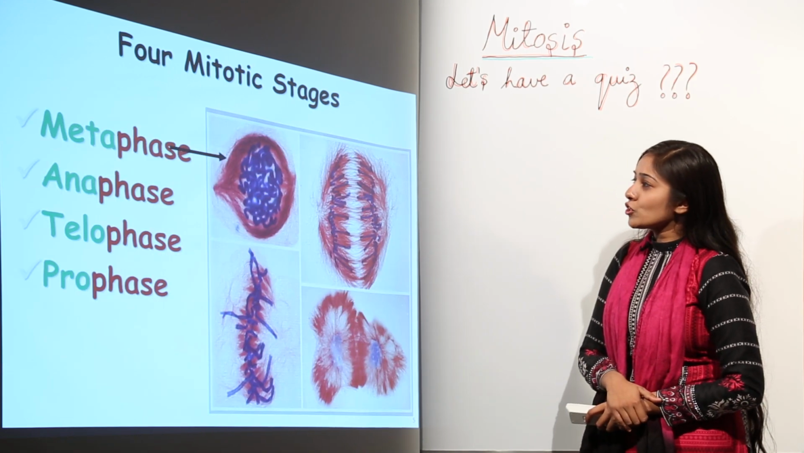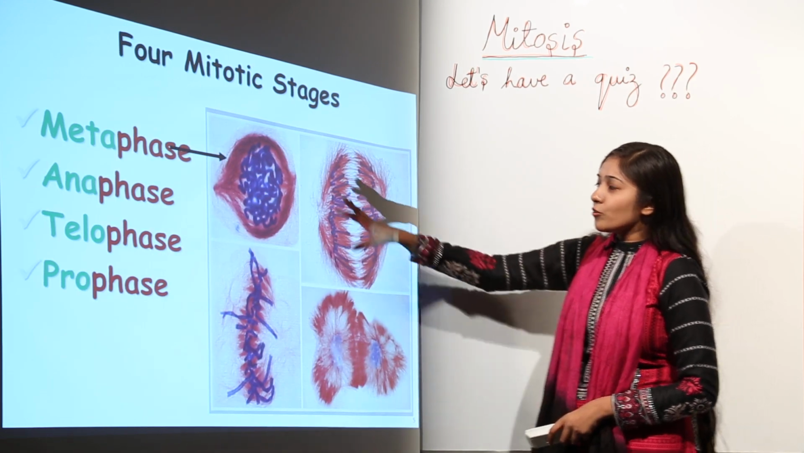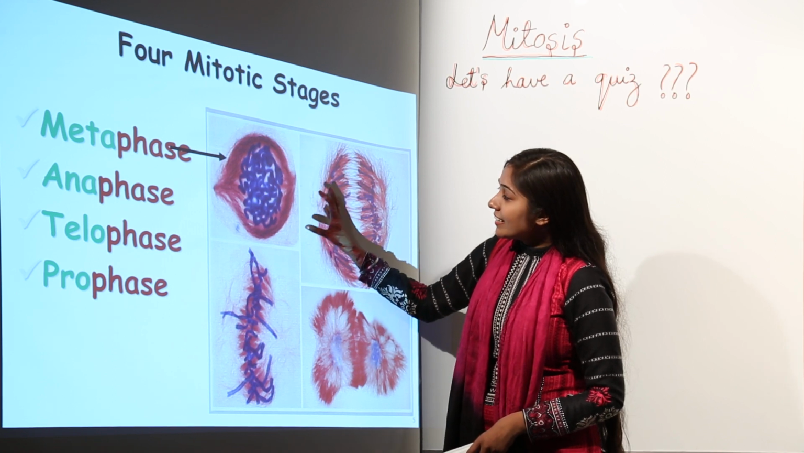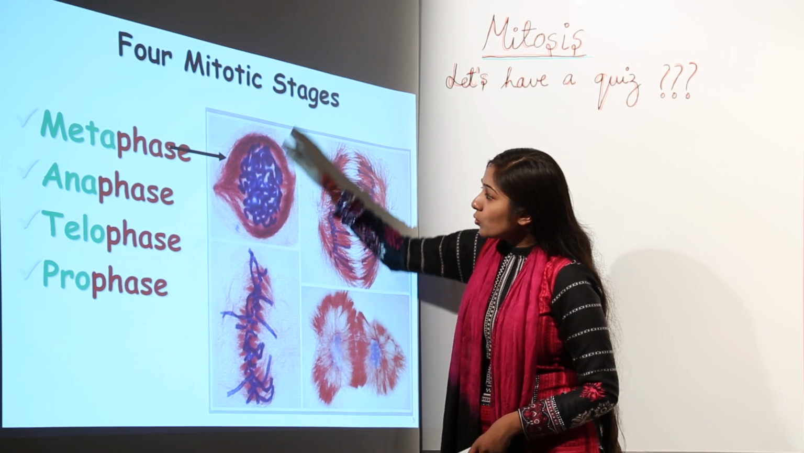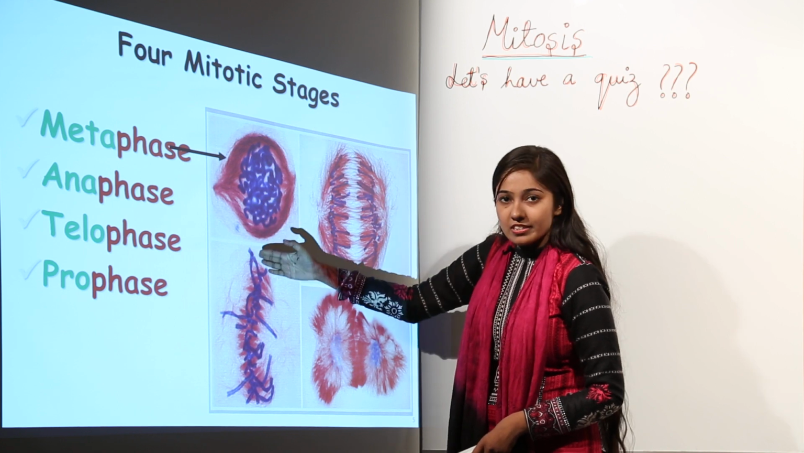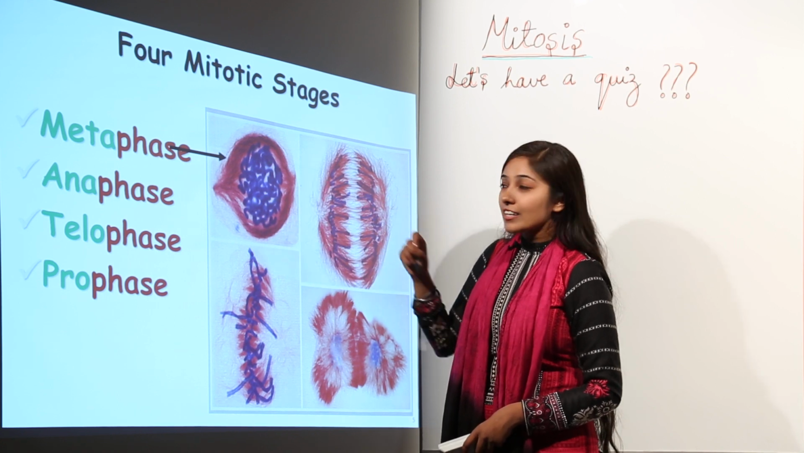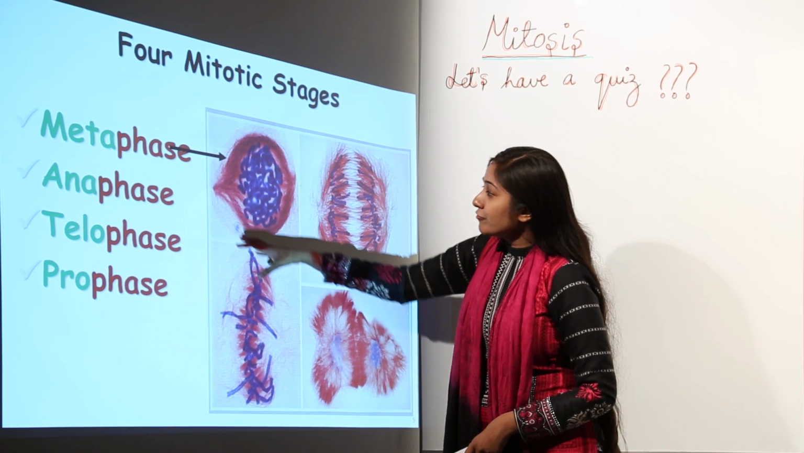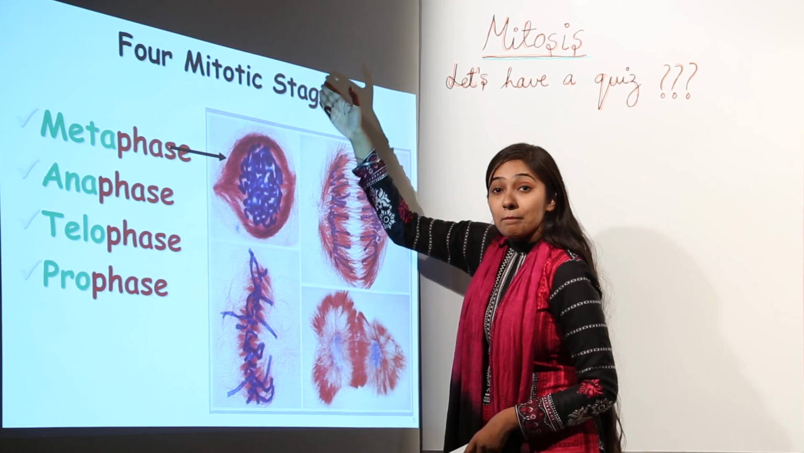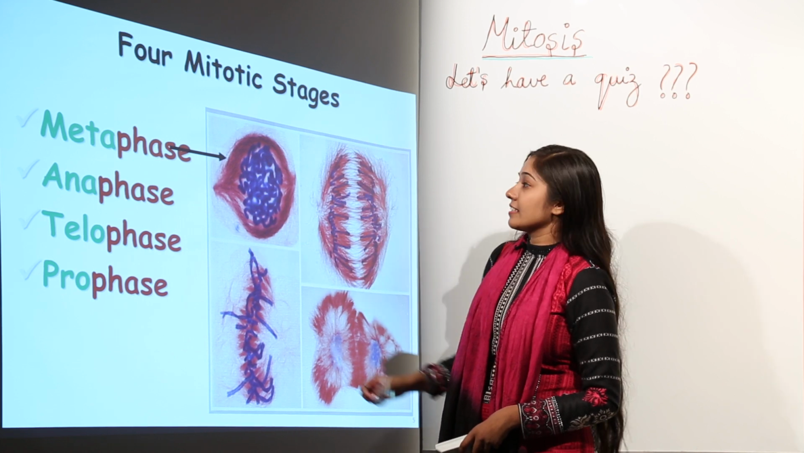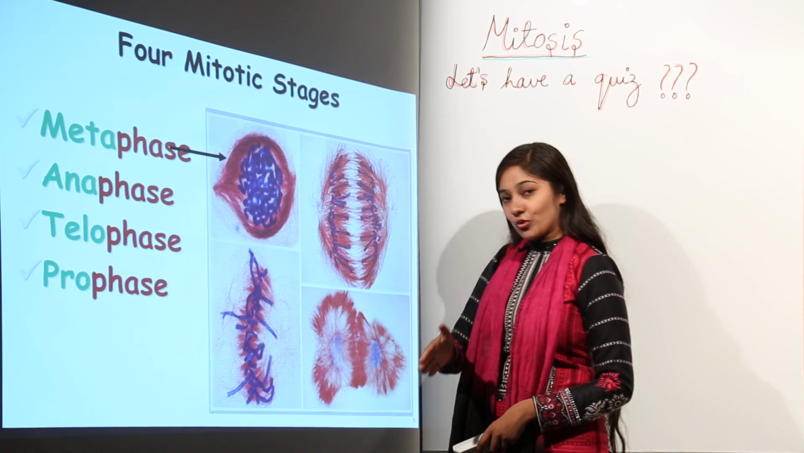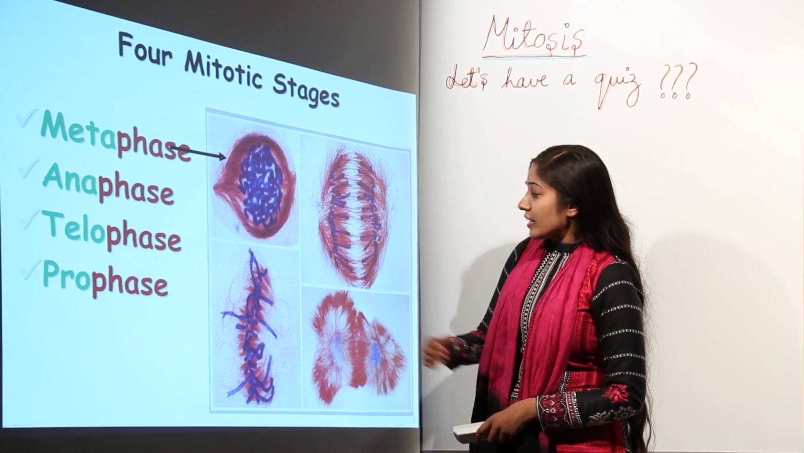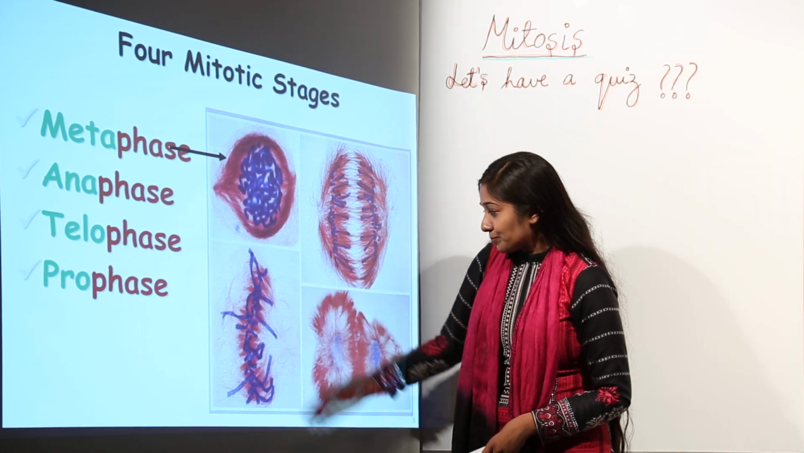Here I am going to show you 4 images. First I have told you that the first image is showing the metaphase, in which you can see that at the equatorial line in the middle of the cell, all the chromosomes are present. That is why we call it metaphase. The chromosomes are lined up at the equatorial line. This stage is metaphase.